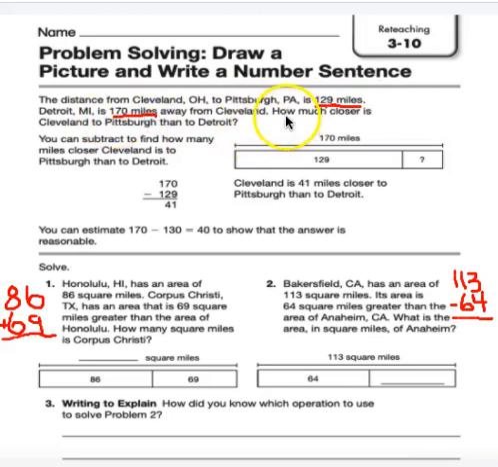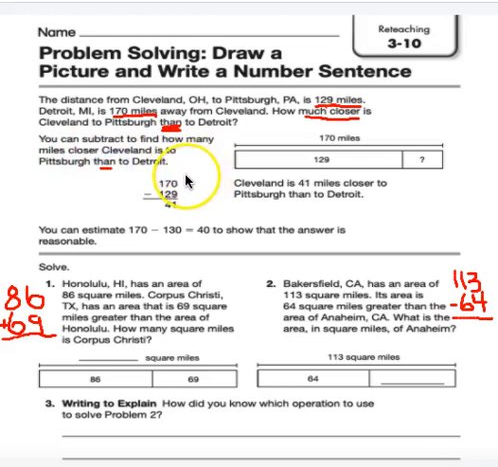Then in the actual question, how much closer is Cleveland to Pittsburgh than, our key words are "how much closer." You know that it's going to be a comparing subtraction problem when it has that word "than." That's the key to know that it's a comparing subtraction problem. You can subtract to find how many miles closer Cleveland is to Pittsburgh than to Detroit.